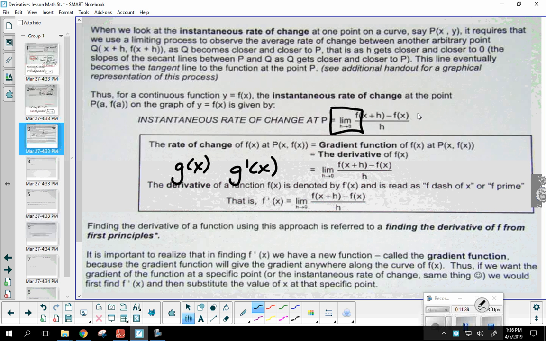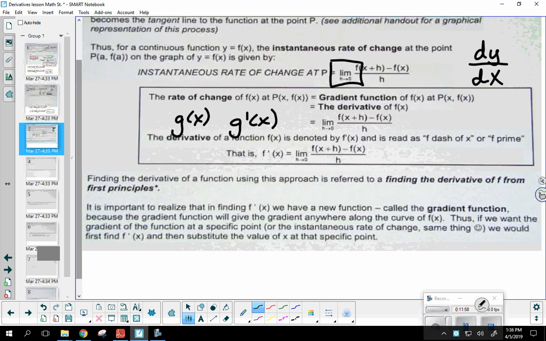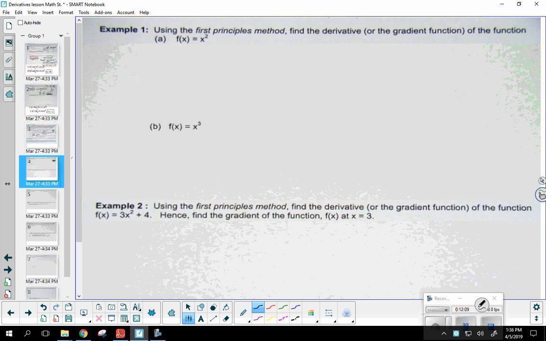Okay. There's also another notation that is most likely going to come up. You could say it like this, dy/dx. Okay. The change in y divided by the change in x. But this notation is another way of showing the derivative. Okay. All right. And finding the derivative of a function using this approach is referred to as finding the derivative of f from first principles. Okay. So let's just get right to it. Let's get to a problem.